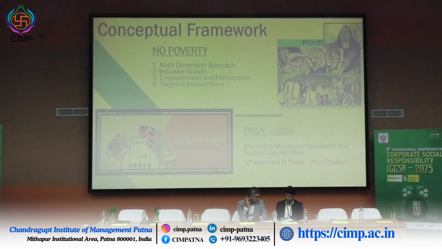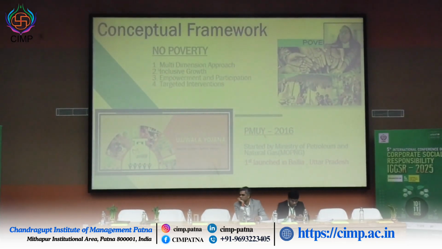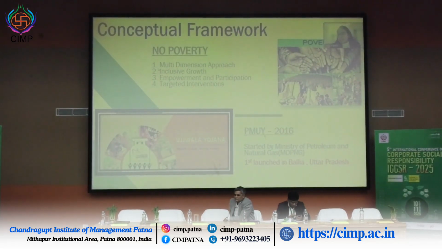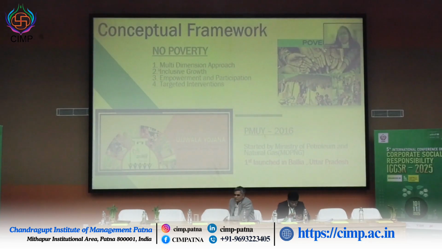Inclusive growth: the no poverty SDG target is to include all sectors, like tribal communities who are not taken into consideration. So inclusive growth means taking the growth of those societies who are not taken into consideration. Empowerment and participation: this SDG encourages empowering the untapped areas of society who are not actively participating in social responsibility. Next is targeted intervention. So the government tries to build infrastructure, intervene, and give new schemes to promote these SDGs.